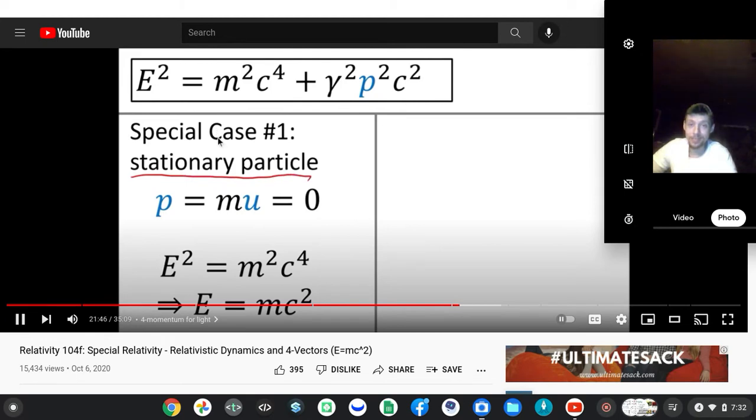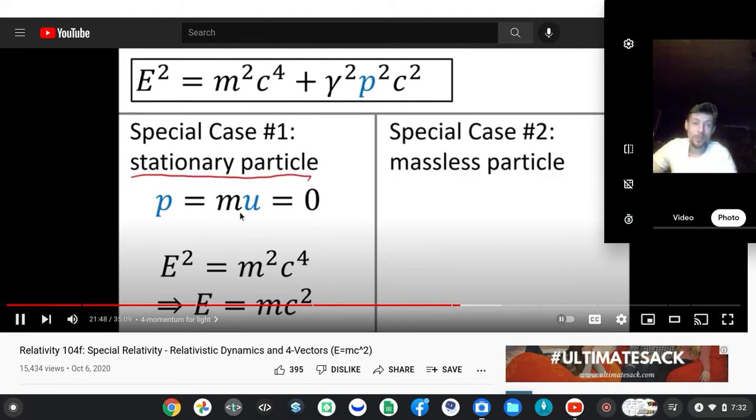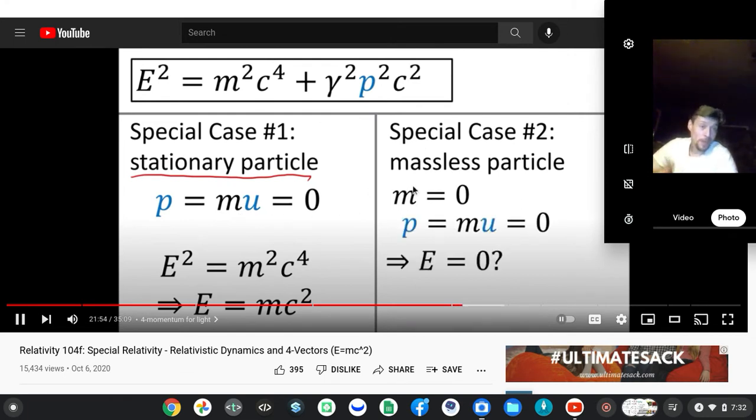Another special case is the case of a massless particle. If you figure out m equals 0, the above formula seems to imply that the energy is also 0. But we know that light, which is massless, definitely carries energy, since the sun's light heats the earth. So something must be wrong here.